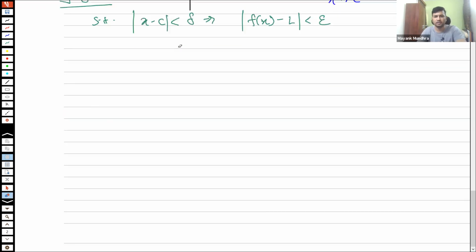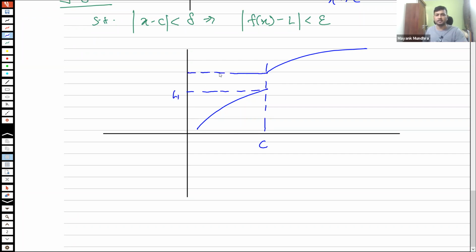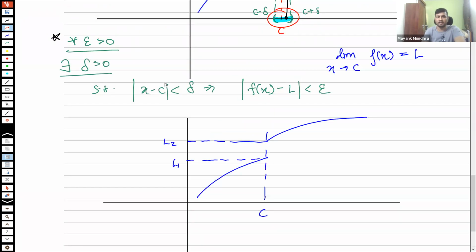Let me construct another graph. Suppose a function looks like this. At some point c, to the left of point c, it's taking value L1. To the right of point c, it is taking value L2. So you cannot claim that these two are both limits, because remember the definition: it is for all epsilon. So you can have an epsilon here and another epsilon here, but you should have the same delta around the point c.